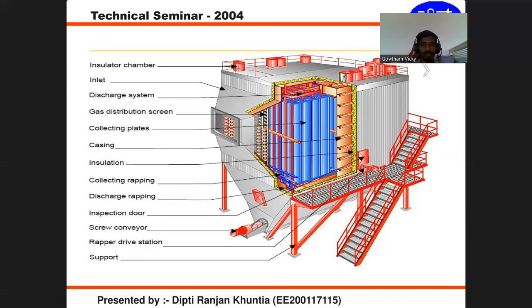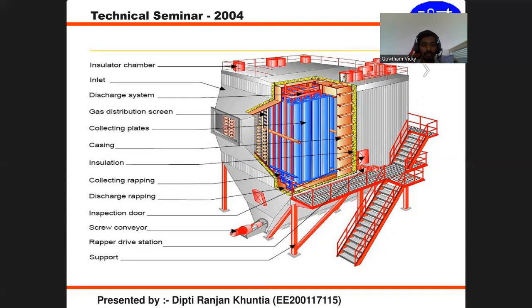Before this, the casing systems. Casing is nothing but the cover systems, collecting plates and then cover systems. After the collection of wrapping, it should be the discharge wrapping.